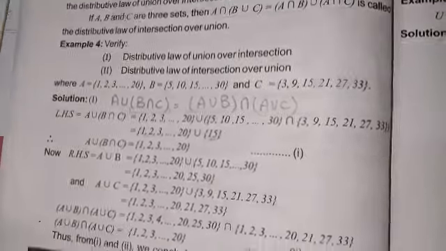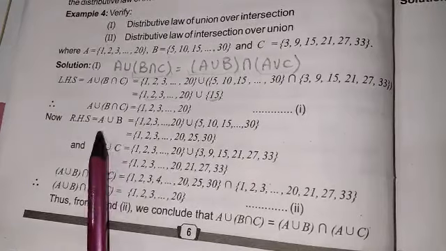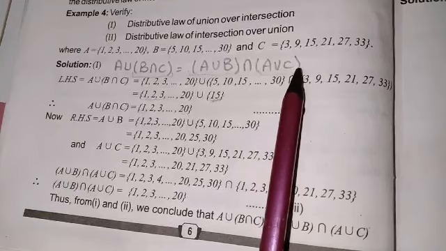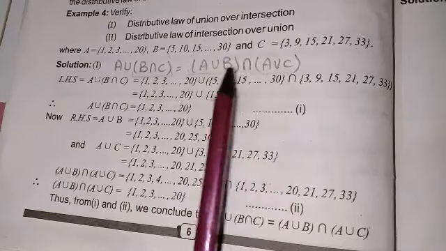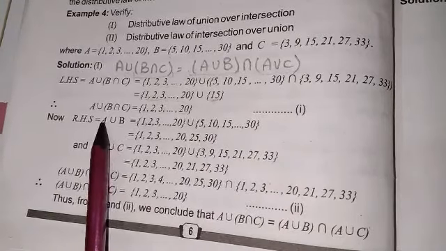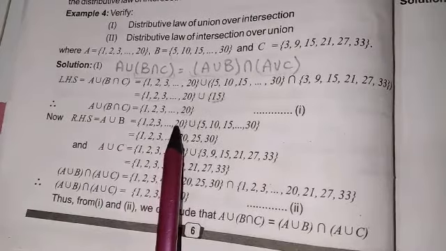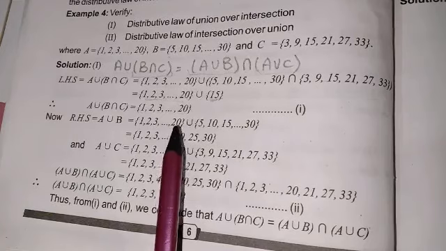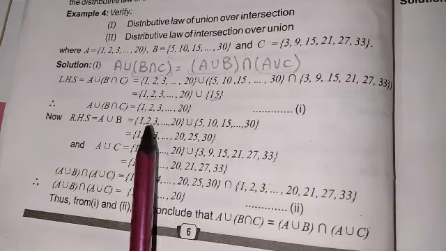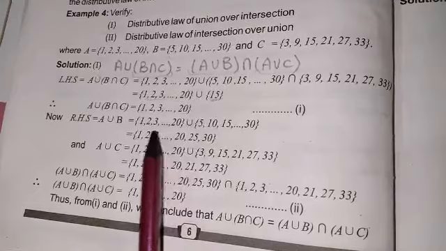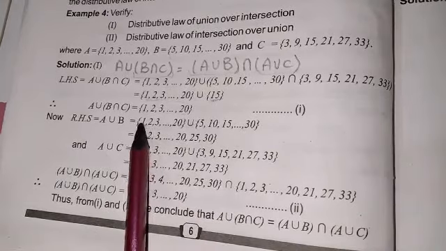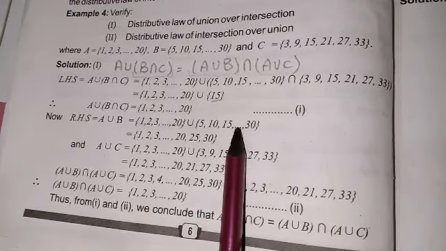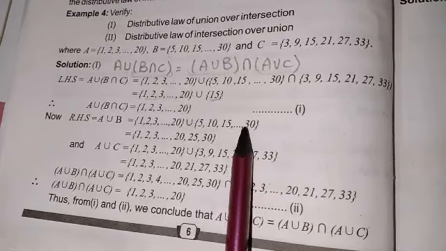Now students, moving towards our right hand side, here we will find first A union B, then A union C. Afterwards we will find intersection of both. Here it is, we will find A union B first. This is our A set, union, this is our B set. Union is to combine all the elements of both sets, so we will write 1, 2, 3 up to 20, because in A set we have all the natural numbers up to 20. Then we will write 25 and 30, because in this set we have 25 and 30.